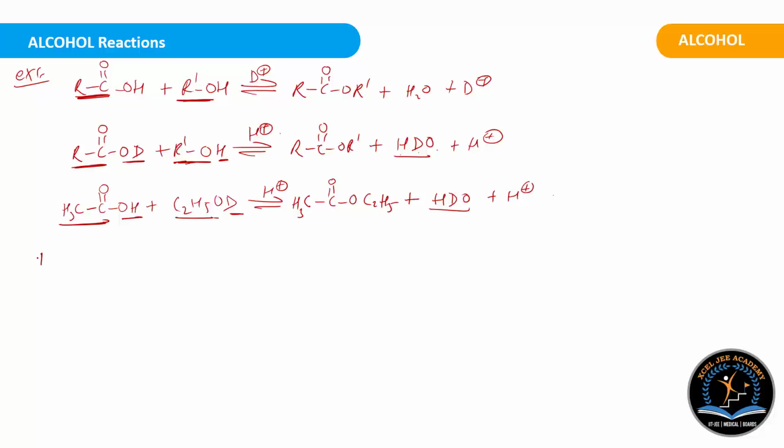Now the fourth one is referred to as Williamson's ether synthesis. So in this case we are going to synthesize the ether.